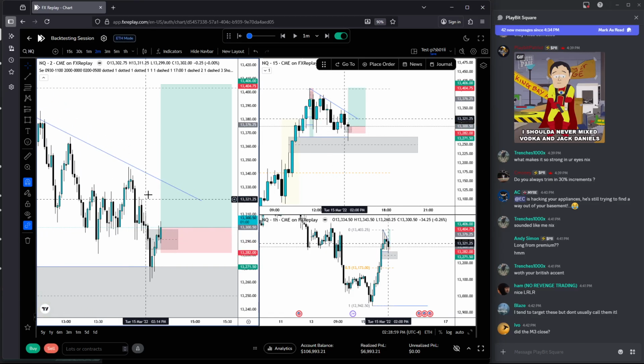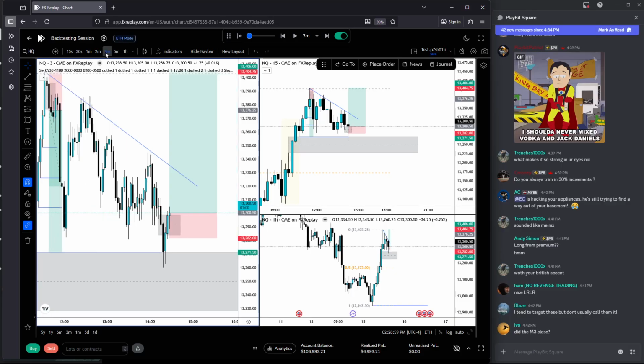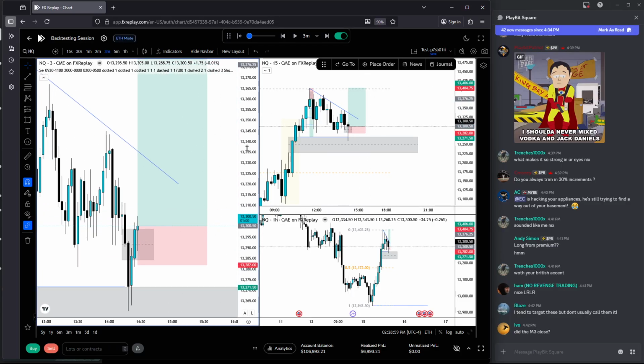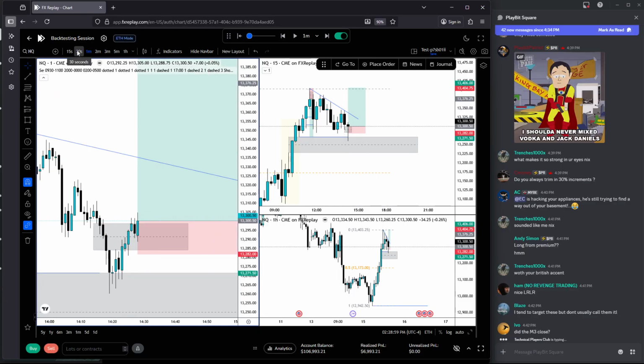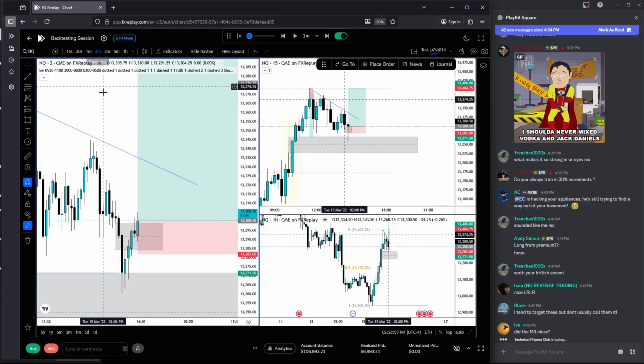So did the M3 close yet? I don't know. No, it closed in a minute. Whatever, M3 is too small. I like the M2. M1 also closed. M30 closed. Everything closed till 2 minutes.